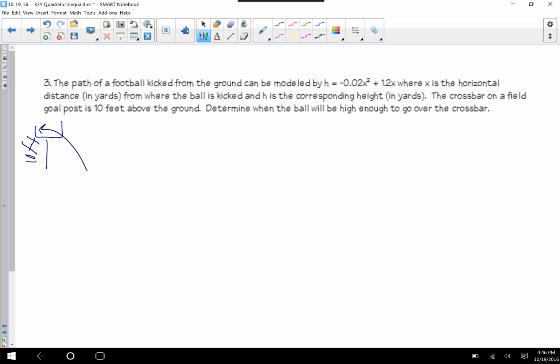So if the ball is going to go over this crossbar, if this is exactly 10 feet, I need the ball to go higher than 10 feet, right? So if it's going over the crossbar, it's got to be greater than 10 feet. If it's equal to 10 feet, it's going to hit the crossbar, right? So I can model this by negative 0.02x squared plus 1.2x needs to be greater than 10, right? Because I need that football, which is this path right here, I need that to go higher than 10 feet. Okay, so I'm going to move my 10 over, negative 0.02x squared plus 1.2x minus 10 is greater than 0.